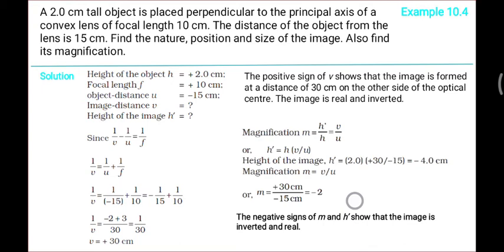The distance of the object, u, is given as 15 centimeter. You can make a note of 15 centimeter. Don't worry about the sign, we are just taking the numbers. We are not bothering whether it is minus or plus; we will see in detail. First of all, read this question. We have to find nature, position, size, everything, and magnification also at the end.